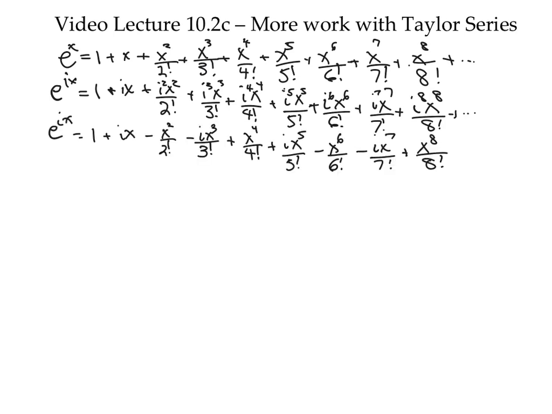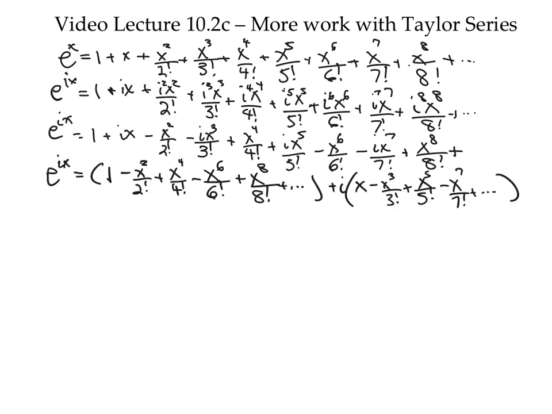Now I'm going to rewrite this. First I'm going to put all the terms that don't have i in, and I'll group those together, and then I will have all the terms that do have i in, and I'll put all those together and factor the i out.